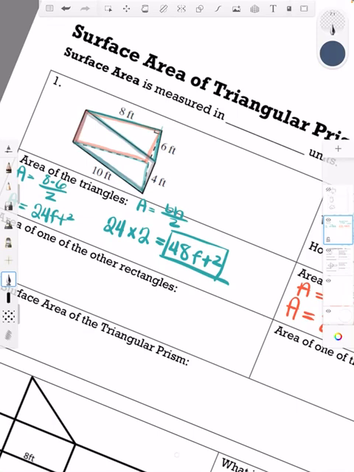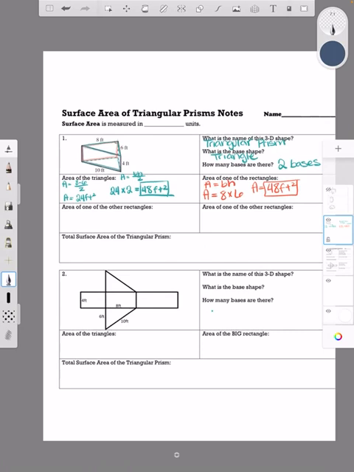So if I highlight this one in the front, we're only looking at this rectangle up top. I'm going to multiply 10 and 4 together. Those are the two numbers that we're using for that rectangle. So area is equal to base times height, and then I'm going to multiply 10 times 4. And that gets me an area of 40 feet squared.